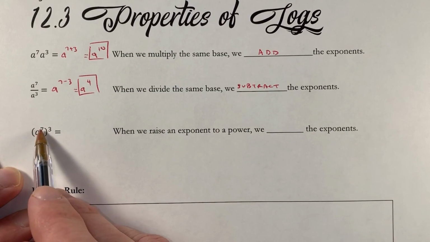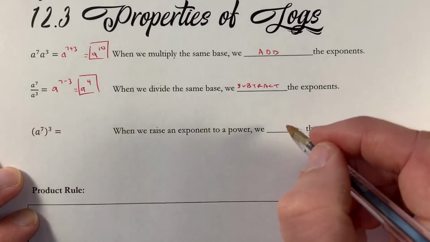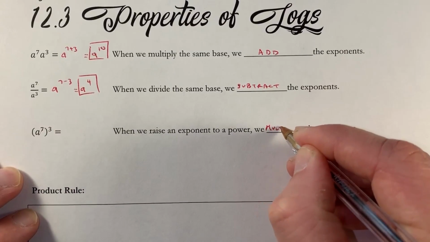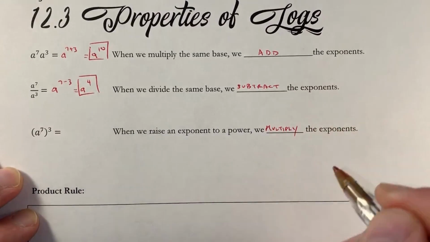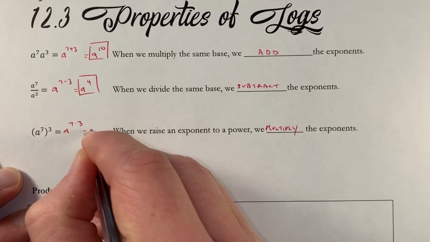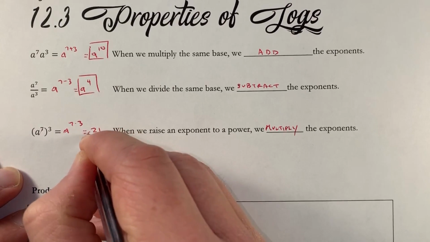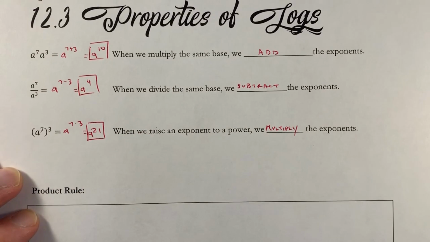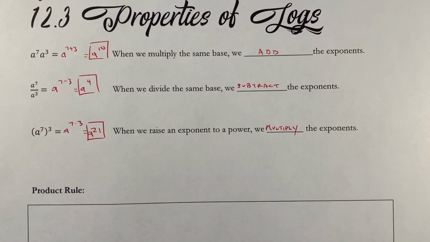And when we raise an exponent to a power, so a to the 7th to the 3rd power, we can multiply the exponents. So that's a to the 7 times 3 power, or a to the 21st power.